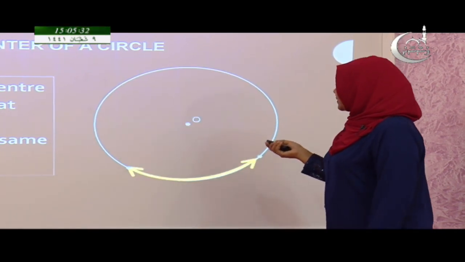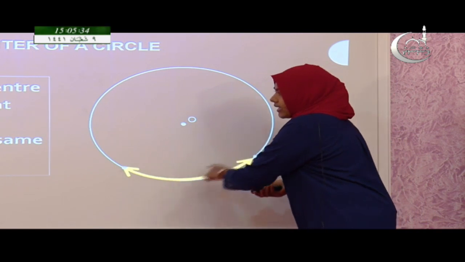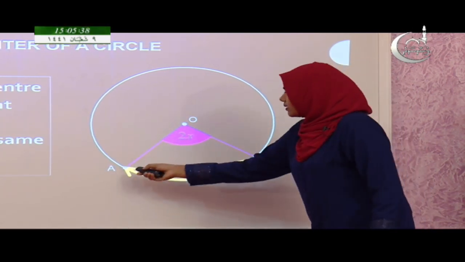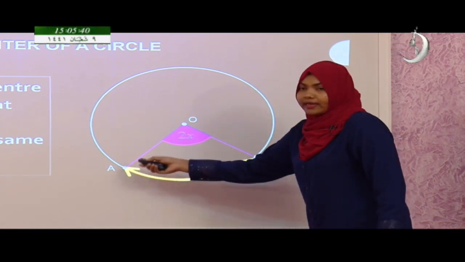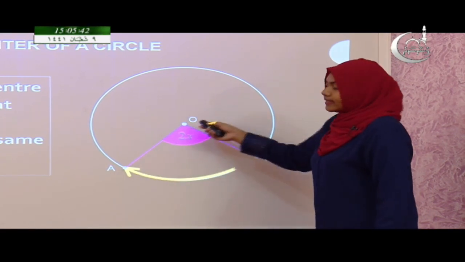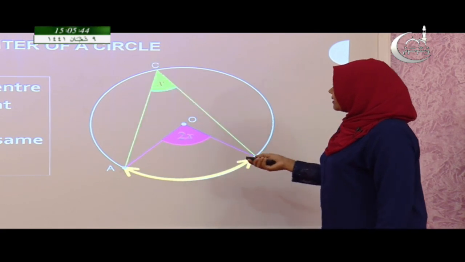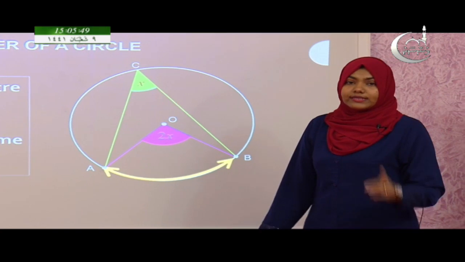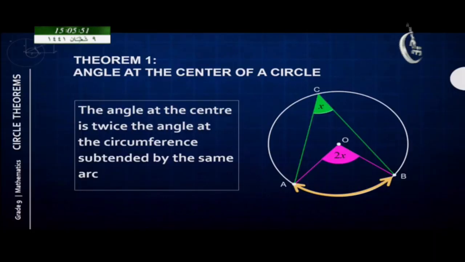In the diagram you can see this is the arc I have marked. AOB is the center angle, and the other angle is formed on the circumference. So one angle is AOB, which is the center angle, and the other angle is ACB, which is the angle formed on the circumference.